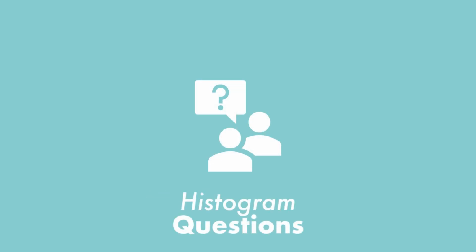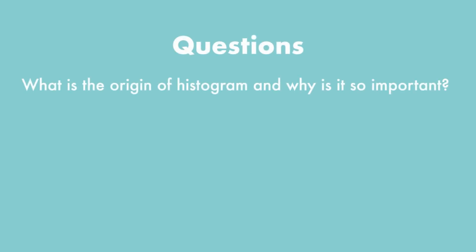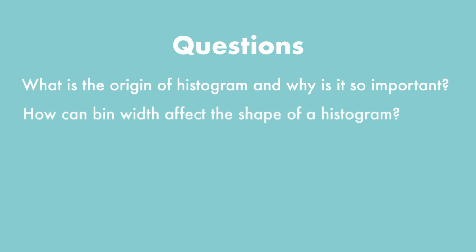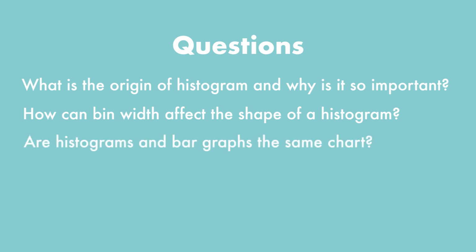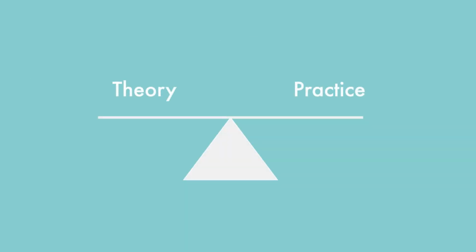In particular, in this video we will try to answer some of your questions, such as what is the origin, the history of the histogram, and why is it important? How does the width of the bin affect the shape of a histogram? So when you change the width of the bins, of the bars, how does this affect the overall shape of the histogram? Are histograms and bar graphs the same chart, or are they different charts? And why do bars touch in a histogram but not in a bar chart? If you are curious about these questions, stick around until the end of the video.